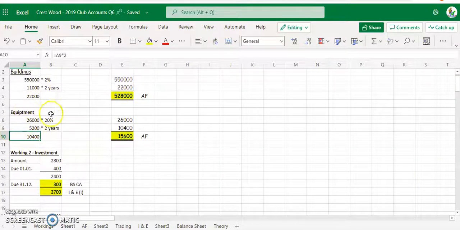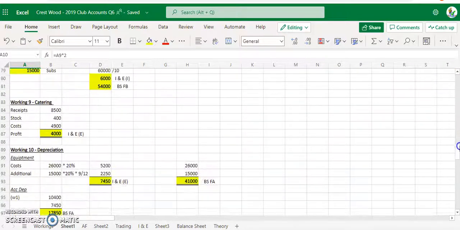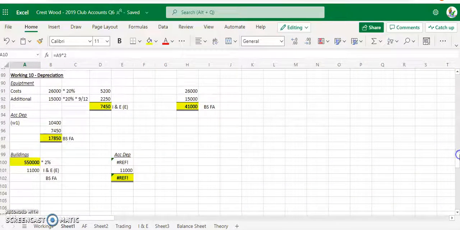So in part 1, we were working 10,400. So 10,400 plus our 7,450 will give us 17,850, and that's the figure then that's going to go into your balance sheet. So 3 figures we've calculated: the expense for profit and loss or the income expenditure, the cost of our equipment for the balance sheet as a fixed asset, and the accumulated depreciation for the balance sheet as a fixed asset.